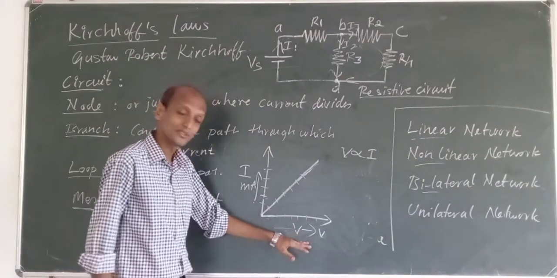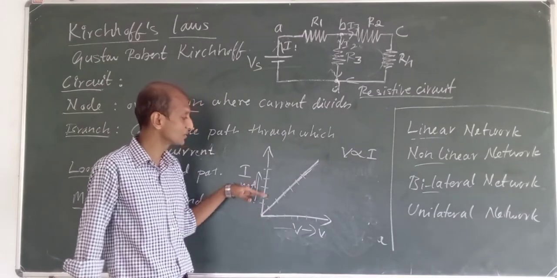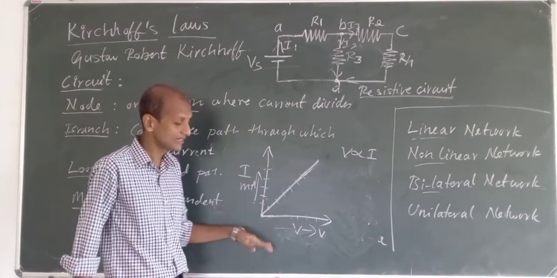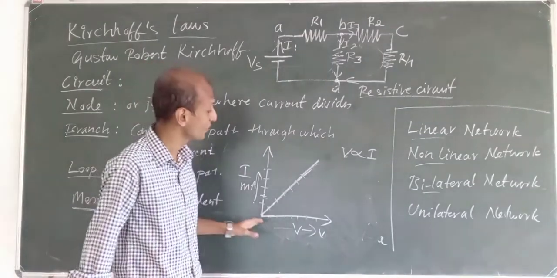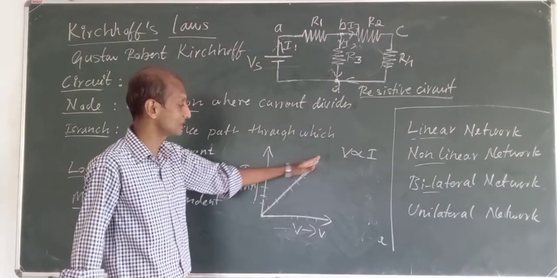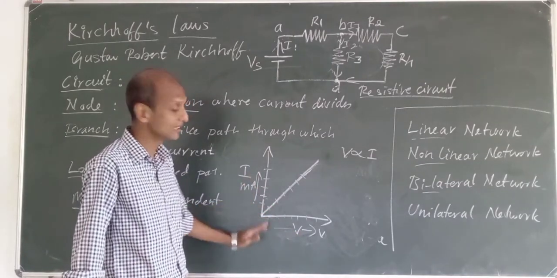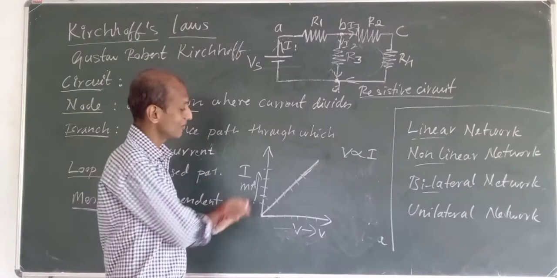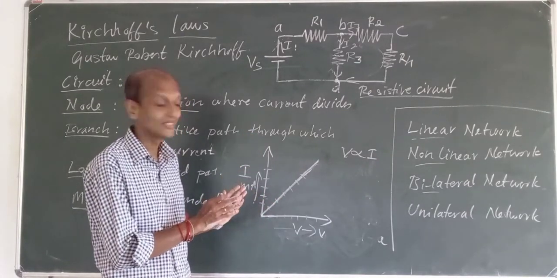Fine? So as I vary the voltage in the same proportion, current also increases in the same proportion. Such networks are called linear networks. Such a network is called a linear network, where the voltage and current relationship is almost proportional.